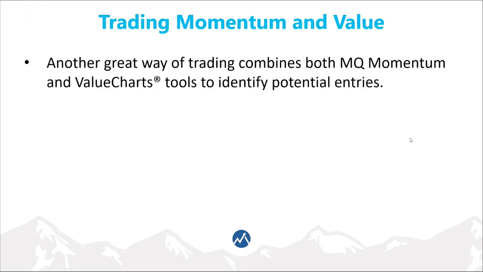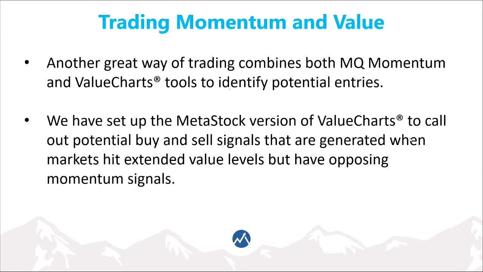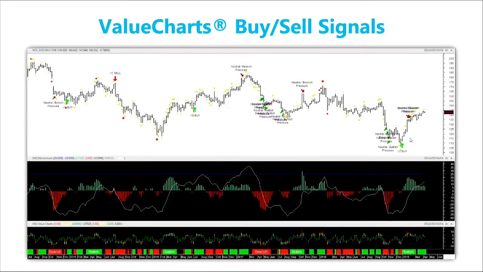All right, but another thing that we've done, another quote unquote cheat code here, is we've added the value charts tools on Metastock. Again, this is unique to Metastock. We've set them up so that they can call out potential buy and sell signals when the market's hitting an extended level according to value charts, and it has opposing momentum. So when the momentum and the value are going, hey, this is not quite right, that's what it looks like right here.